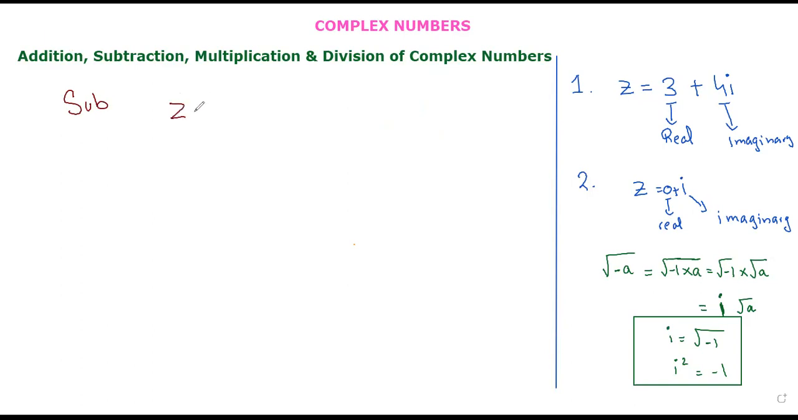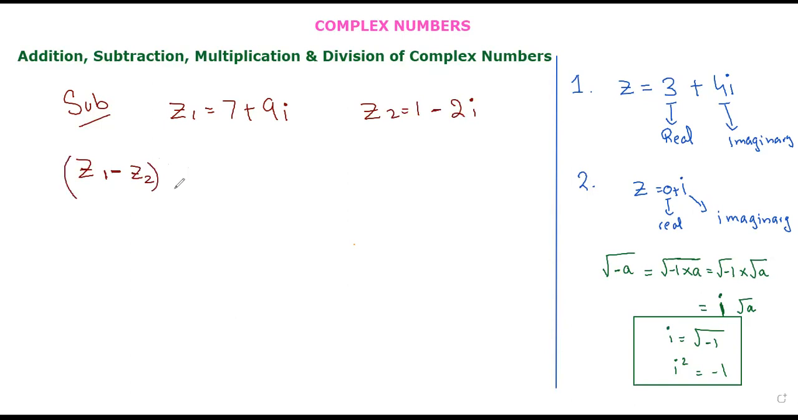Let's say we have z1 equals 7 plus 9 iota and z2 is 1 minus 2 iota. Okay, now we have two complex numbers and we want to subtract them. We want to do z1 minus z2. Obviously they will tell us if it is z1 minus z2 or z2 minus z1, because we know that in subtraction order matters. But right now we're just seeing how to subtract two complex numbers.